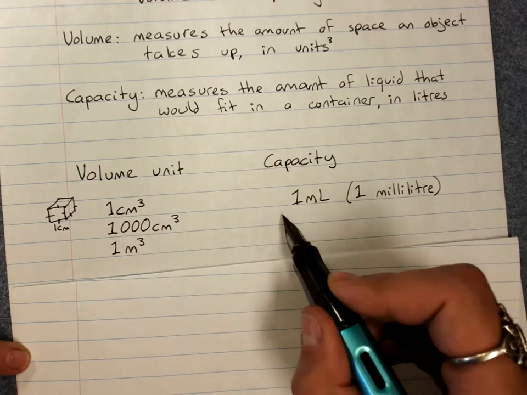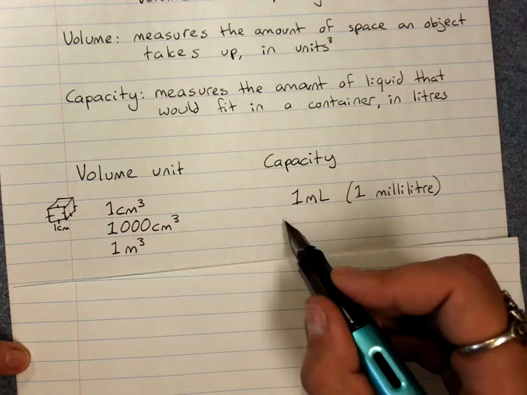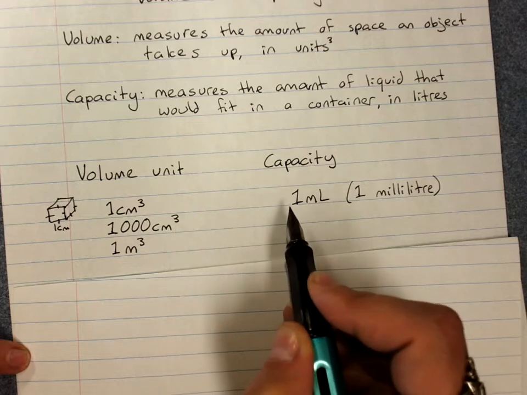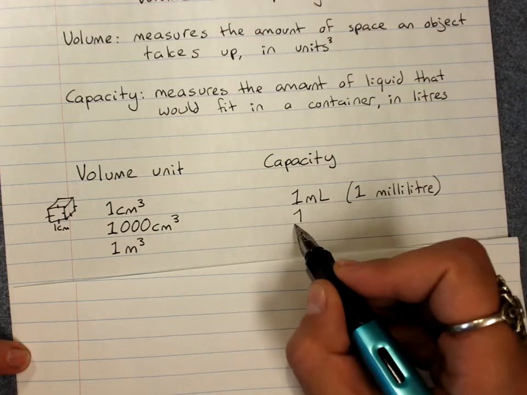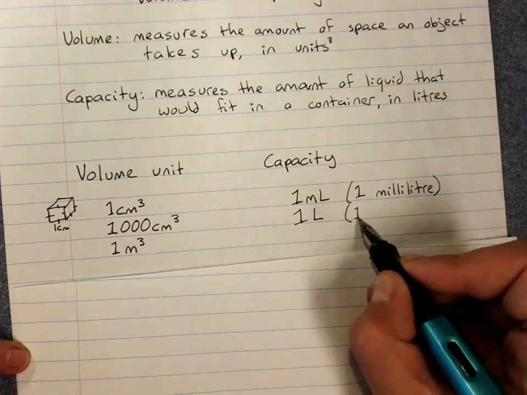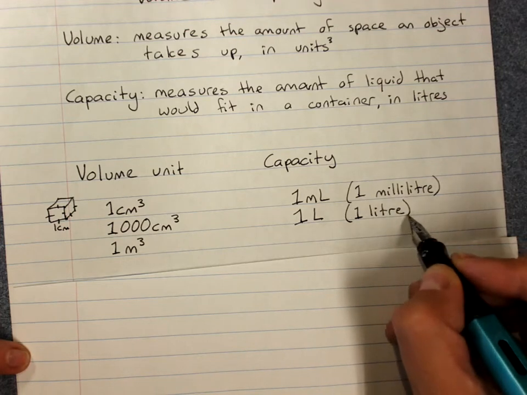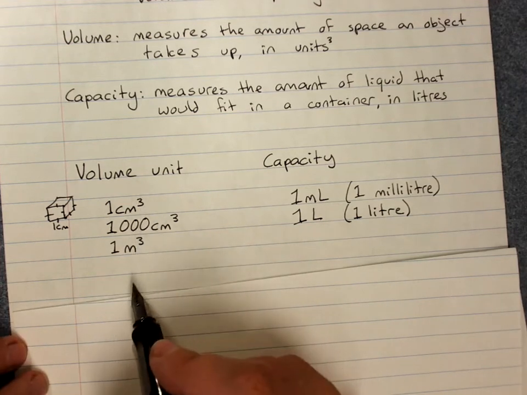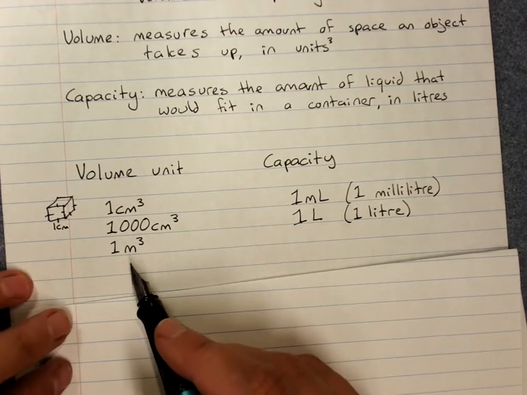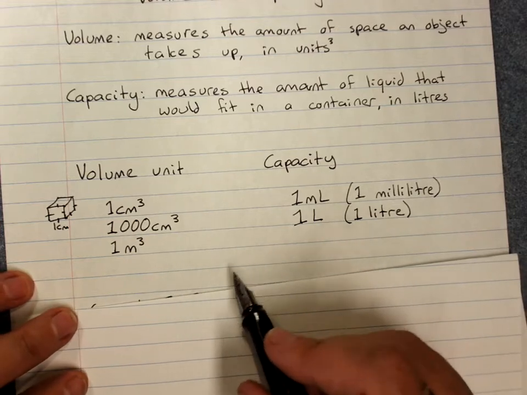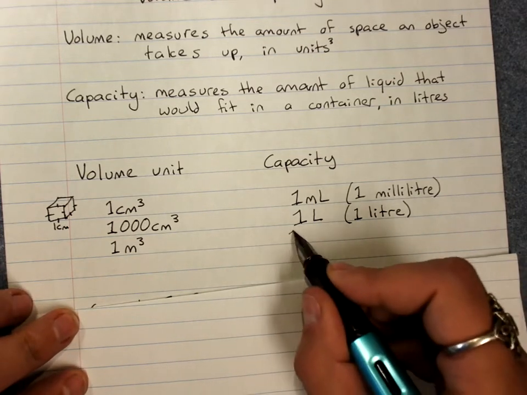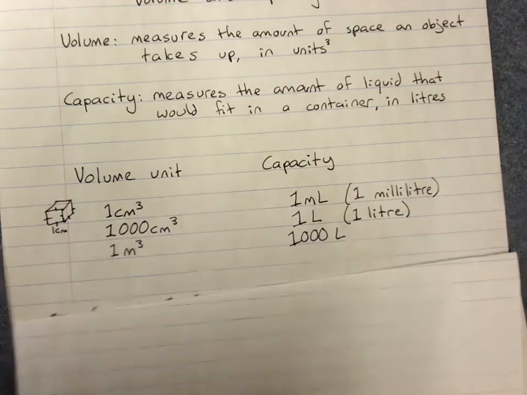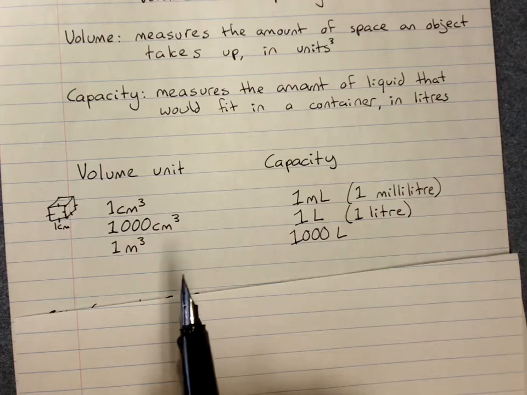Now there's 1,000 mils in a litre. So 1,000 cubic centimetres must hold 1,000 millilitres, and that's the same as 1 litre. And 1 metre cubed, a metre by a metre by a metre, a cube with all its sides 1 metre long, pretty big actually, would hold 1,000 litres. So these are our conversion factors.